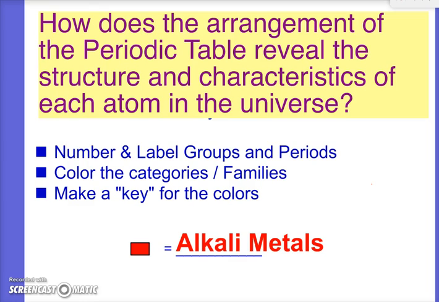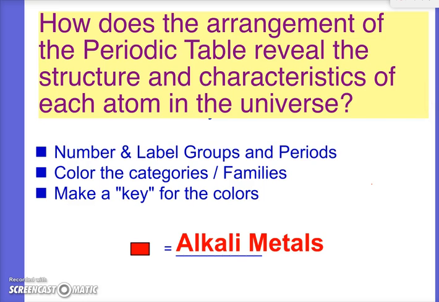Our essential question for this week is, how does the arrangement of the periodic table reveal the structure and characteristics of each atom in the universe? So really what we're going to be taking a look at is the arrangement or the organization of the periodic table, not just one of the boxes that tells us the structure of the atom, but how is the periodic table itself as a whole organized or arranged so that we know the characteristics, or another word for characteristics is properties, so that we know the properties of every single atom that's known in the universe as it's shown on the periodic table.